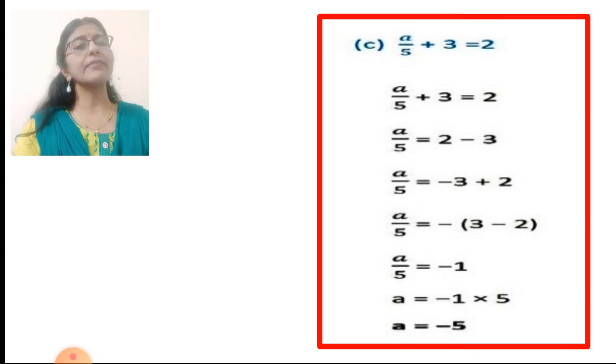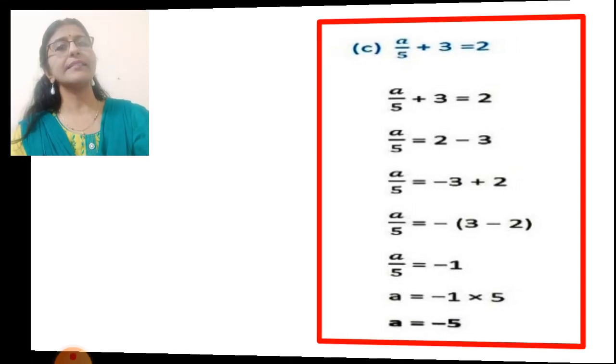Now here you can see in this equation a is divided by 5. So to get only a, we have to remove the 5 which is dividing here. So we will have to multiply both sides of the equation by 5. So a upon 5 will be multiplied by 5 on the LHS, and on the RHS it will again be multiplied by 5. Minus 1 is there in the RHS, so minus 1 multiplied by 5. So 5 and 5 will be cut. You will get only a, and minus 1 multiplied by 5 is minus 5. So we got the value of a as minus 5.